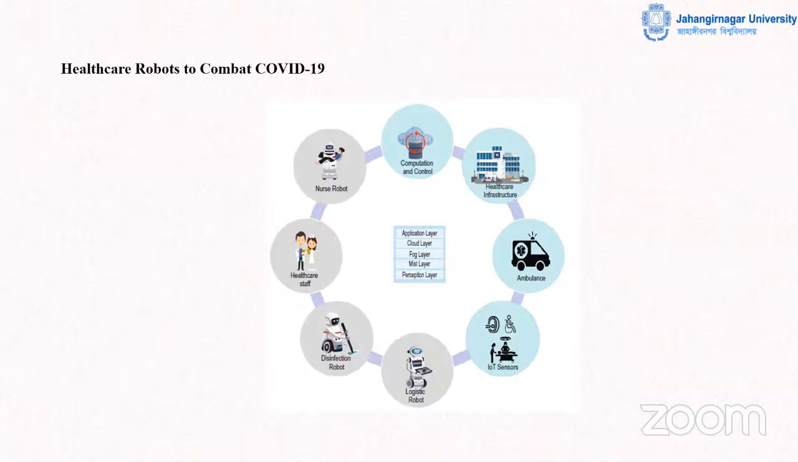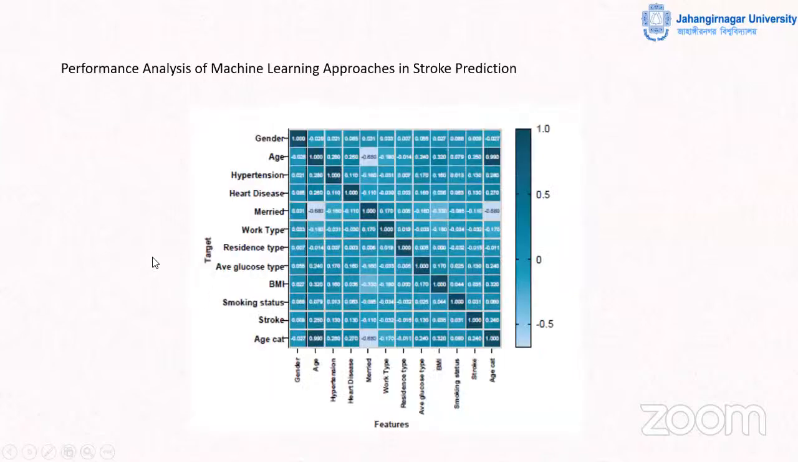Healthcare staffing and computation and control, healthcare infrastructure, ambulance and sensing, IoT sensors are working on that paper level. I'm not going deep on that paper. There is also another thing our research lab is working on, that is stroke prediction from clinical test data, but we are trying to predict.